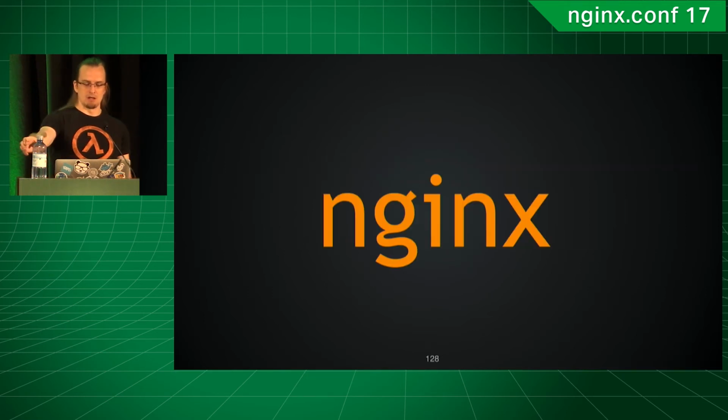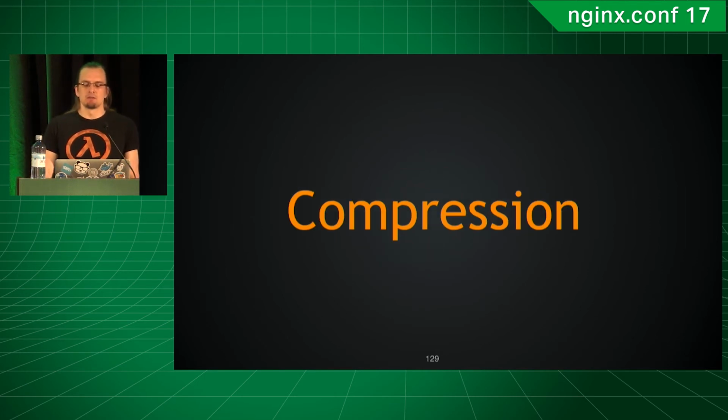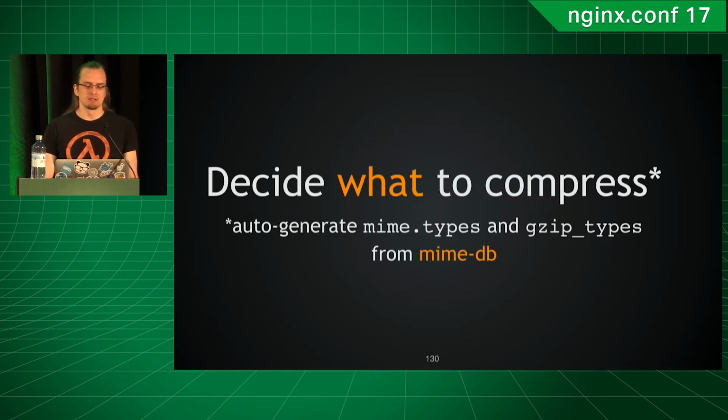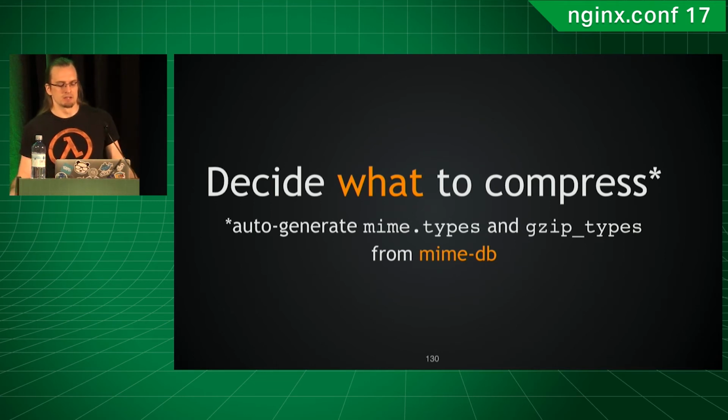Finally, we are up to the NGINX level. So here we will talk about NGINX specific stuff. Let's start with compression. Here you need to decide what to compress first. So that starts with MIME types and gzip types. You can probably just auto-generate them from MIMEDB and have all the types defined so your NGINX knows about all registered MIME types.